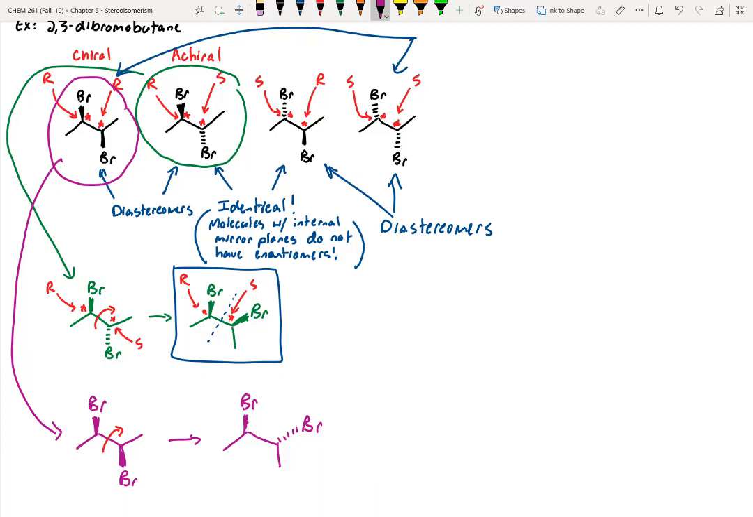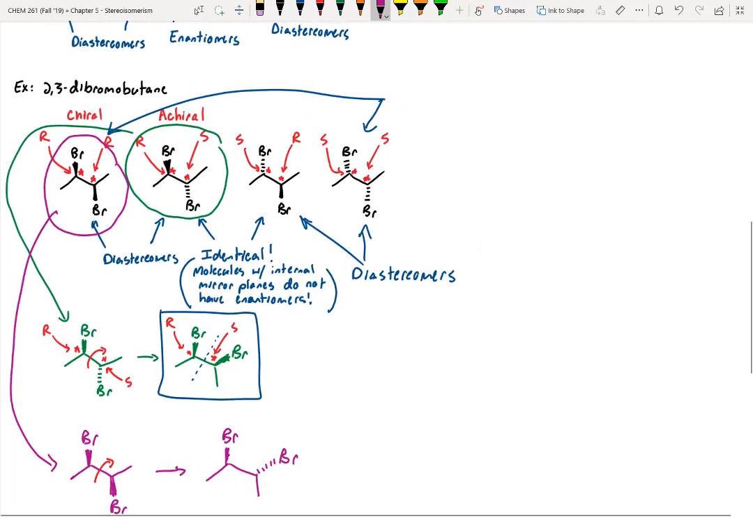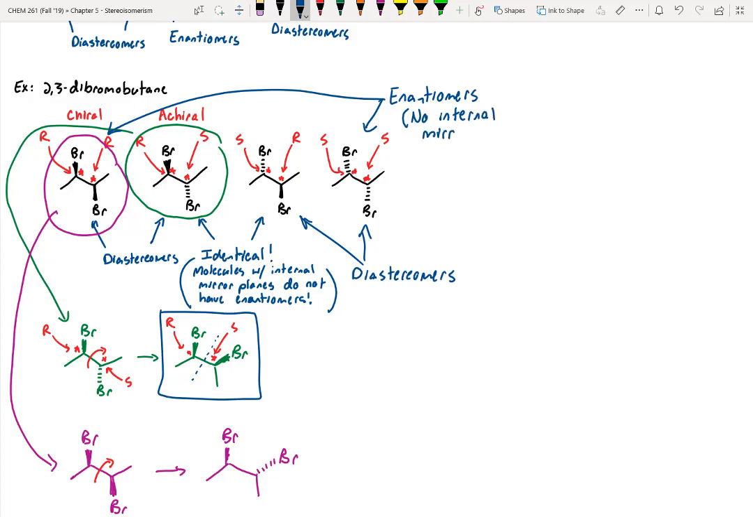Can chiral compounds have enantiomers? Yes, they can. So in this last example up here, these must be enantiomers, because there's no internal mirror plane.